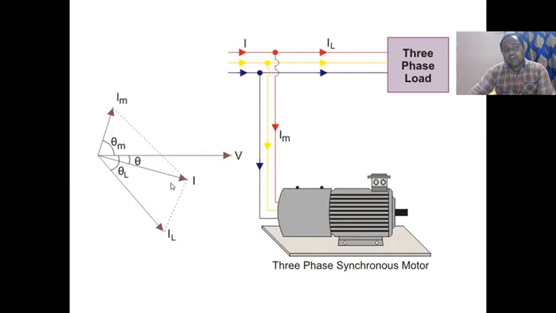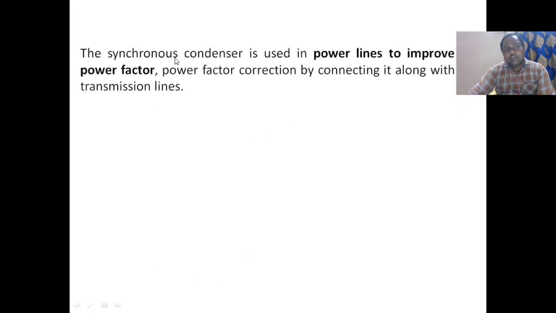Whenever the angle difference between voltage and current decreases, the power factor increases. We know the power factor cos phi is equal to R by Z, so phi is equal to cos inverse of R by Z. Whenever the value of phi, which is nothing but the angle difference between voltage and current, decreases, automatically the power factor increases. The synchronous condenser is used on power lines to improve power factor correction by connecting it along with transmission lines.